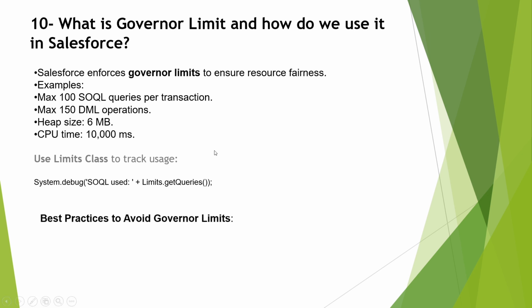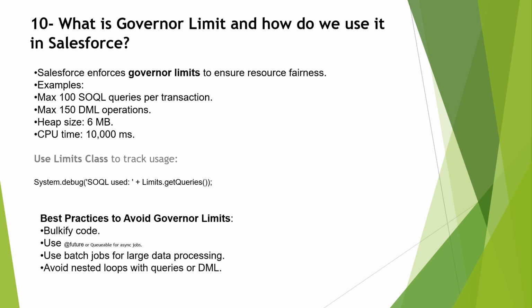Yeah, so this was the best practice to avoid governor limits. And I'm also going to show some best practices below. Like bulkify the code and use future or queueable for async jobs. Use batch jobs for large data processing, and avoid nested loops with query or DML. These are the best practices to avoid governor limits.